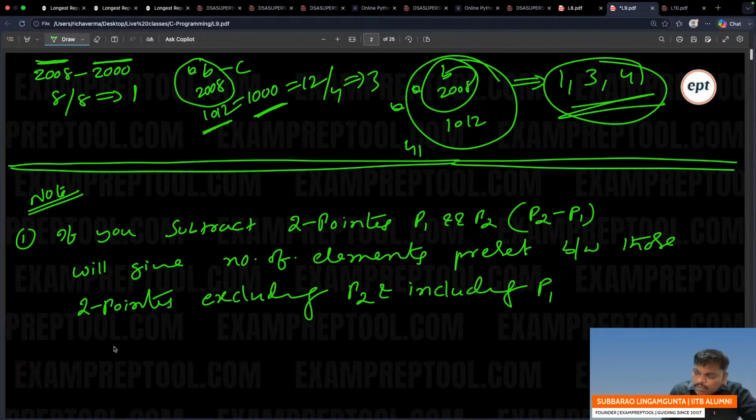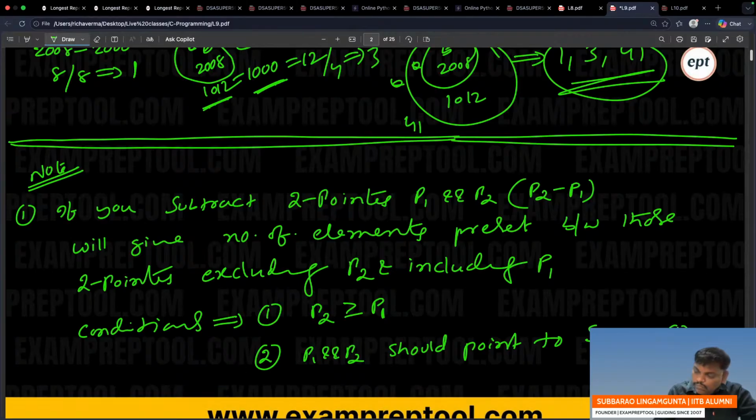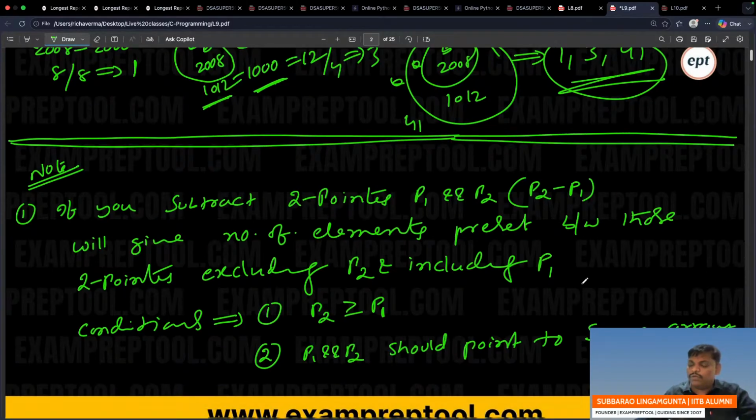Here the conditions are, remember: one, P2 is greater than or equal to P1. That is one condition, otherwise a negative will come. If you do P2 minus P1, P2 will be greater or equal to P1; either both will be equal or P2 will be greater. And one more: P1 and P2 should point to the same array.